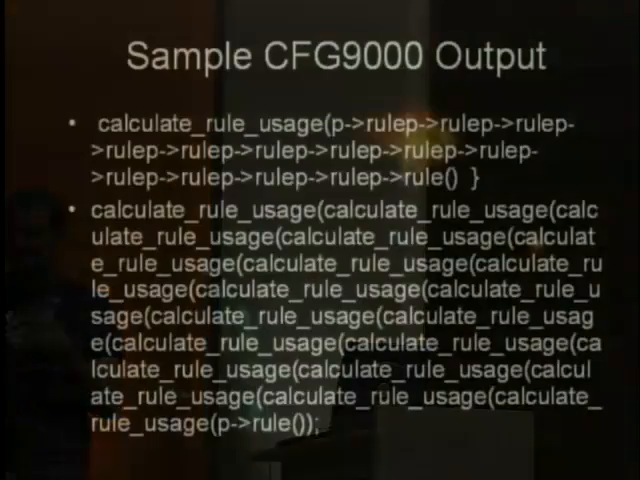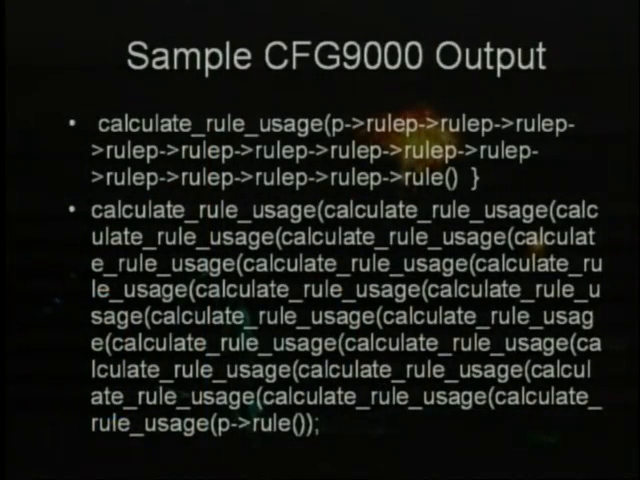So some sample output. I ran it, I had Sequitur fuzz itself, and it's like, calculate rule usage. Oh wait, this is a symbol.